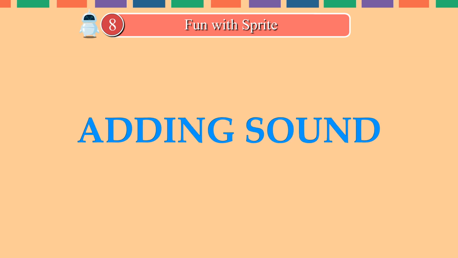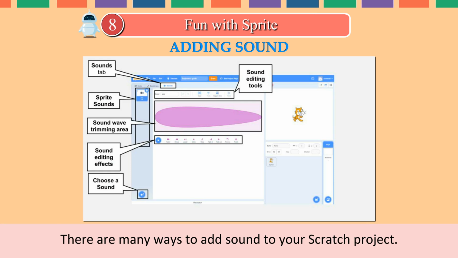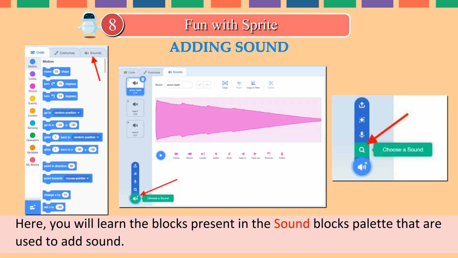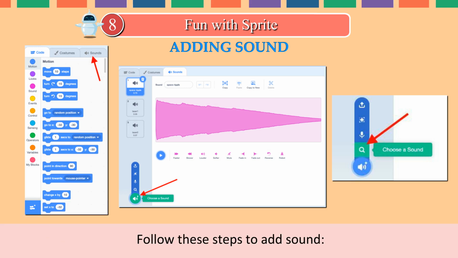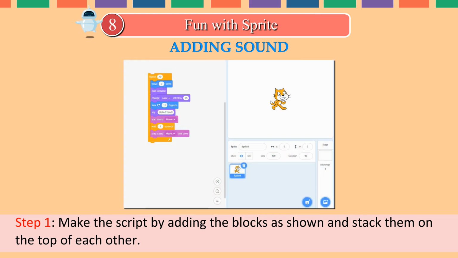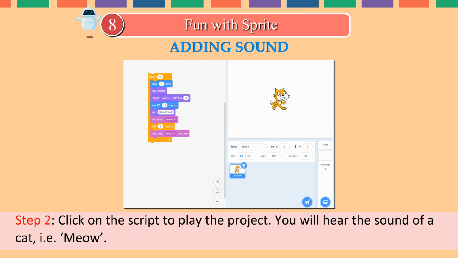Adding sound. There are many ways to add sound to your Scratch project. Here, you will learn the blocks present in the Sound blocks palette that are used to add sound. Follow these steps to add sound. Step 1. Make the script by adding the blocks as shown and stack them on top of each other. Step 2. Click on the script to play the project. You will hear the sound of a cat, that is, meow.